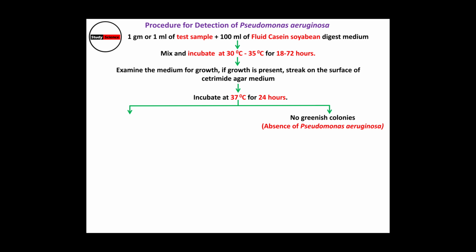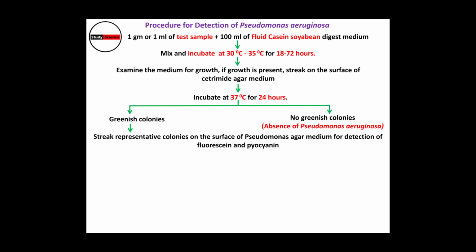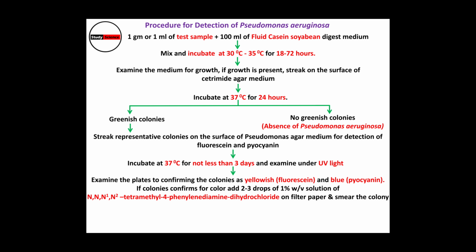If no greenish colonies are observed, it means there is an absence of Pseudomonas aeruginosa. If greenish colonies are observed, it means there may be a possible presence of Pseudomonas aeruginosa. To confirm it, streak representative colonies on the surface of Pseudomonas agar medium for detection of fluorescein and pyocyanin. Incubate at 37 degrees Celsius for not less than 3 days and examine under UV light. Examine the plate to confirm the colonies as yellowish and blue.